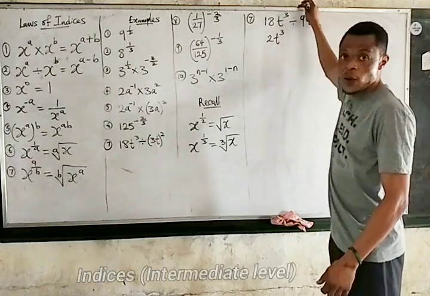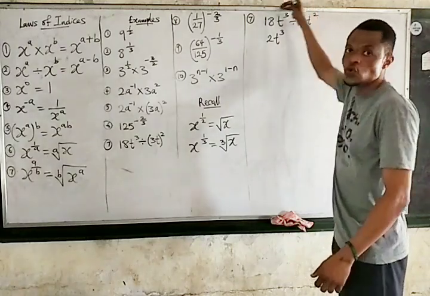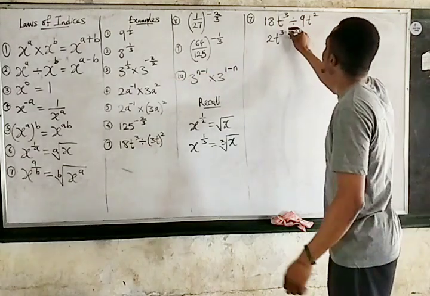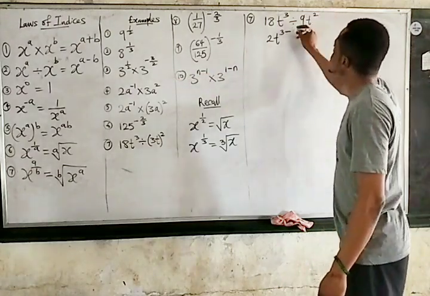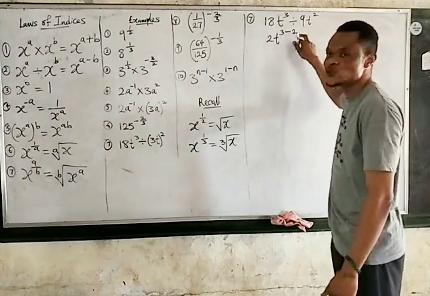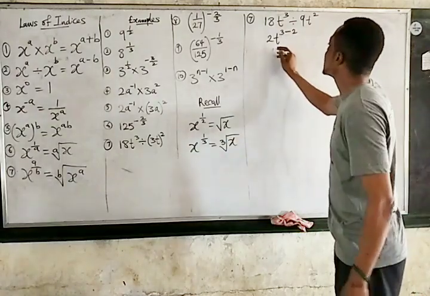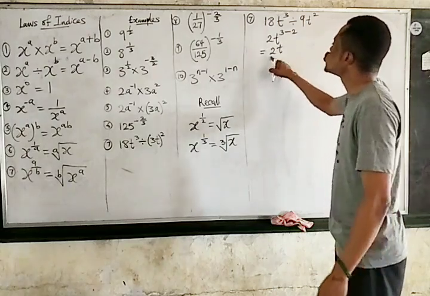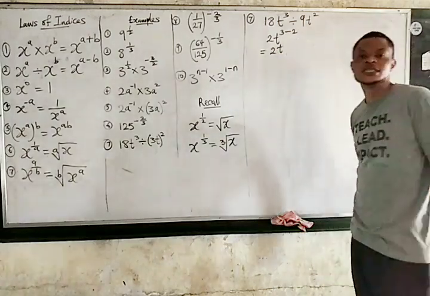Divided, for the power, you have it changed to a negative sign from the second law of indices. So we have minus 2. By the time you process 3 minus 2, you end up with 1. And you are not going to write 2t raised to power 1. You just leave it as 2t. Simplified. Easy.